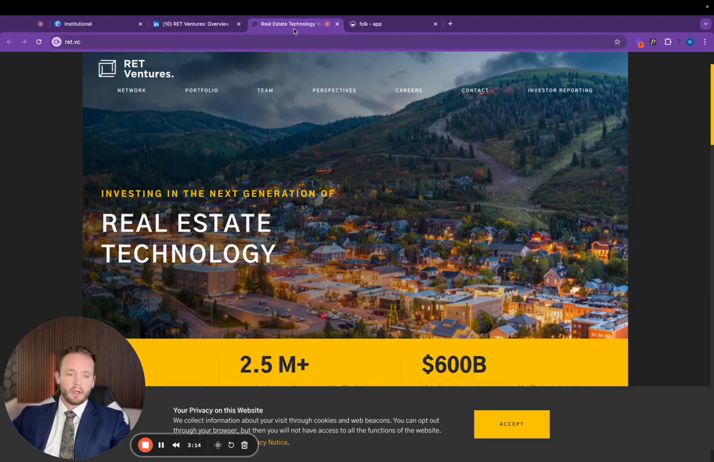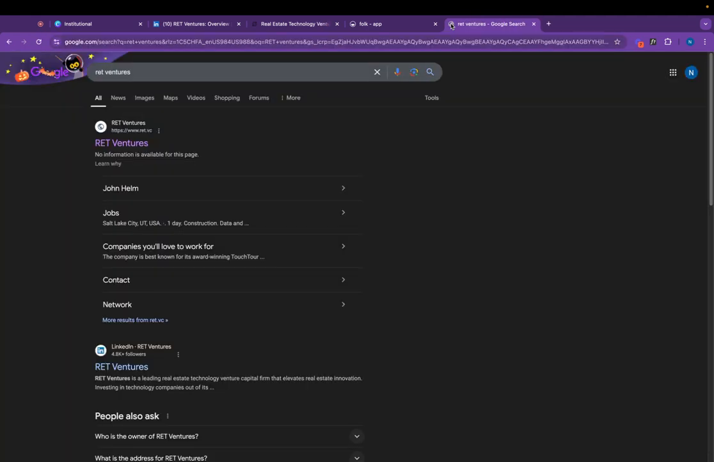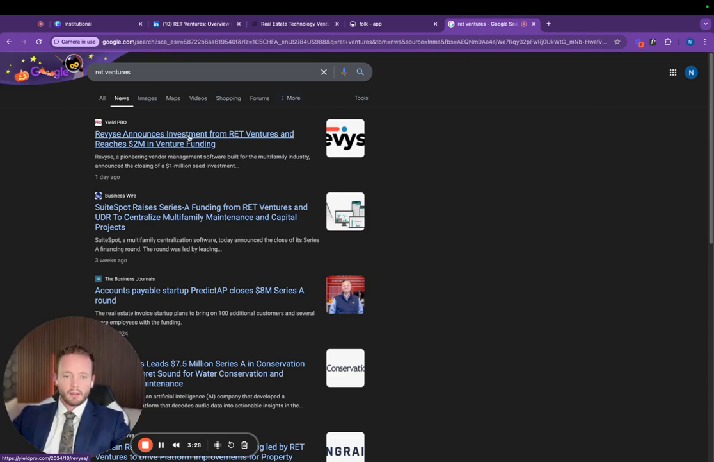Then, if I really want to figure out how much capital they have under management, I'm going to Google them, RET Ventures, right? We're going to see what pops up, specifically in the news section, right? It's not on their website. Also, they just did a $2 million investment in funding.